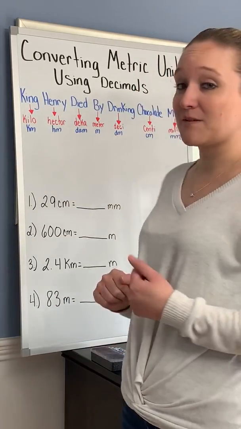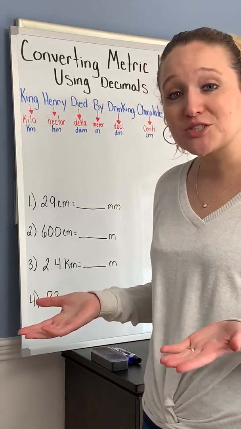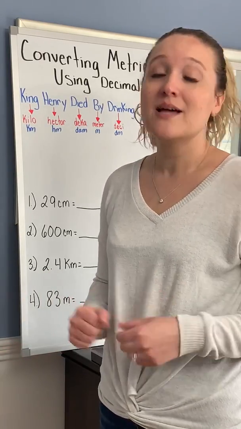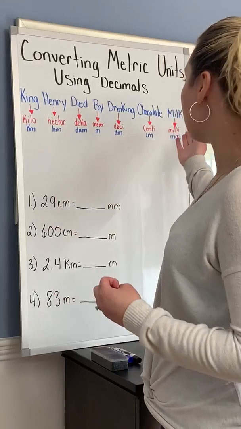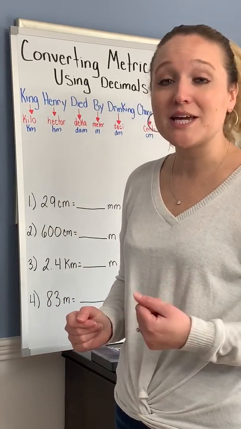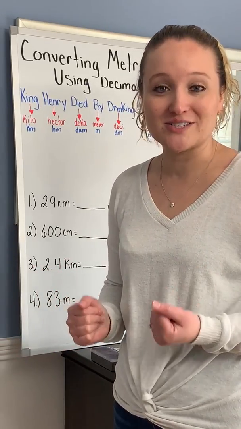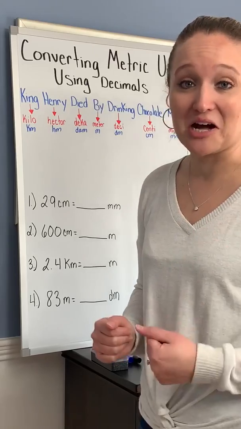Then we have chocolate. Chocolate stands for centimeter. And the abbreviation for centimeter is CM. And finally, we have milk. And milk stands for millimeter. The abbreviation for millimeter is mm. Now there you have it, boys and girls. King Henry died by drinking chocolate milk.